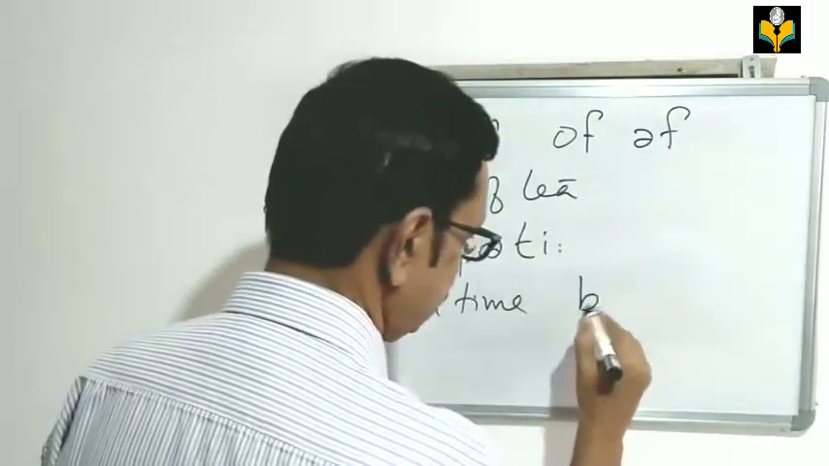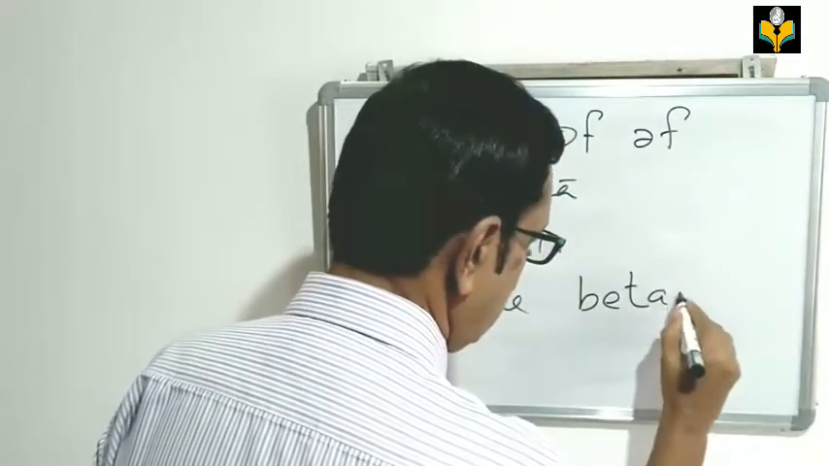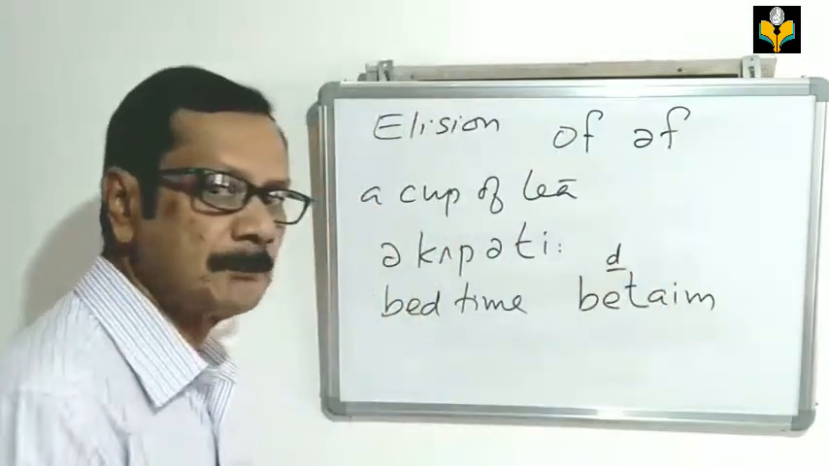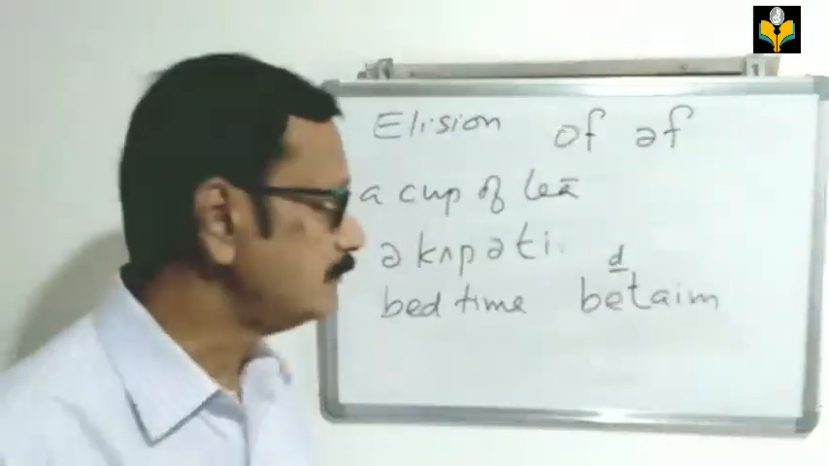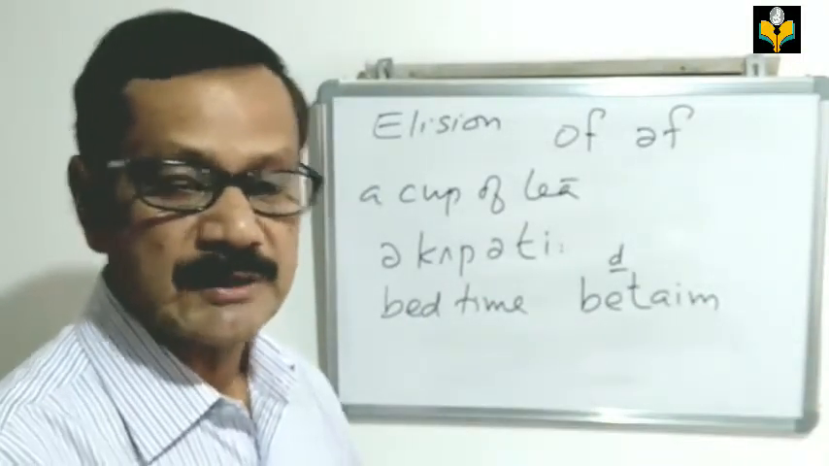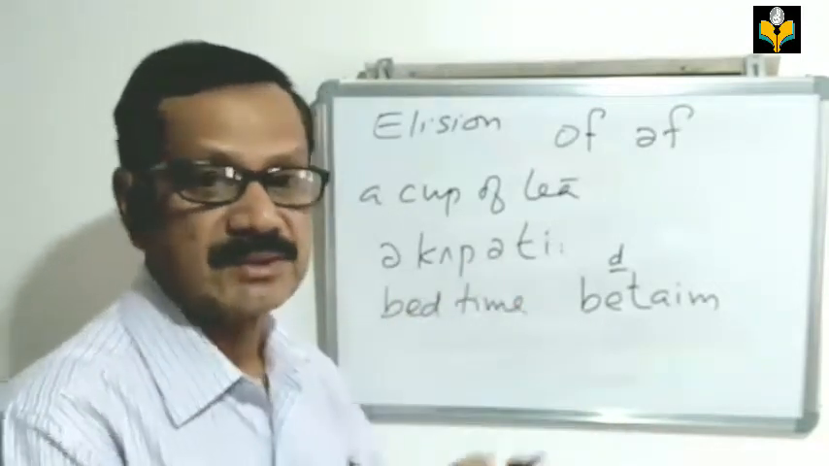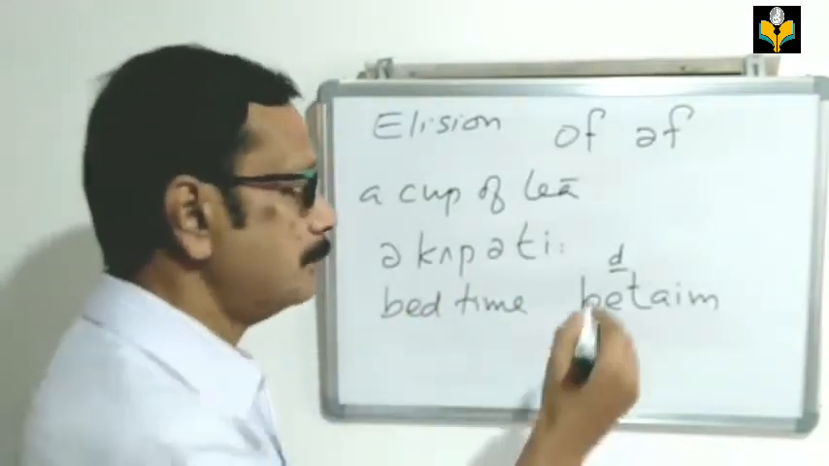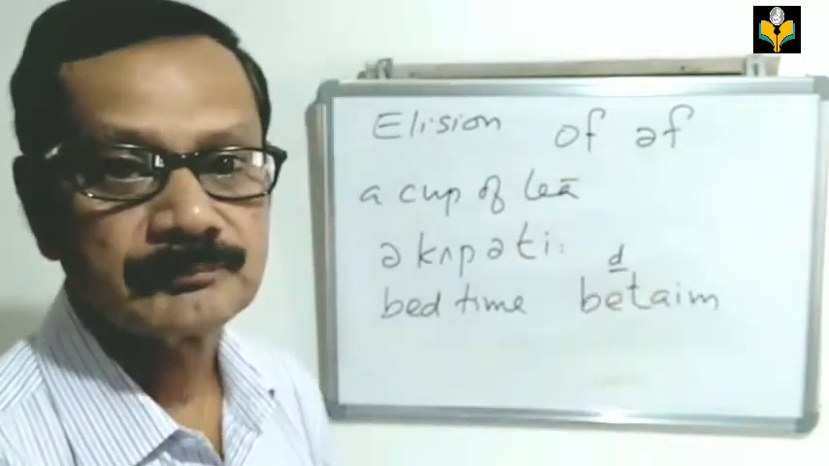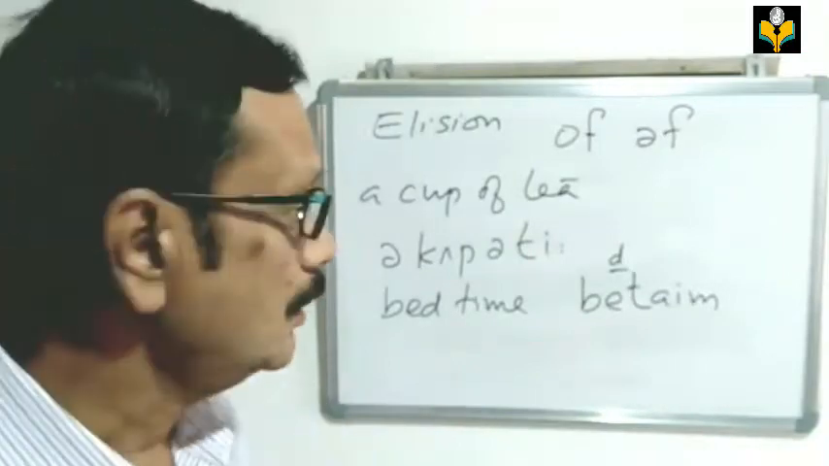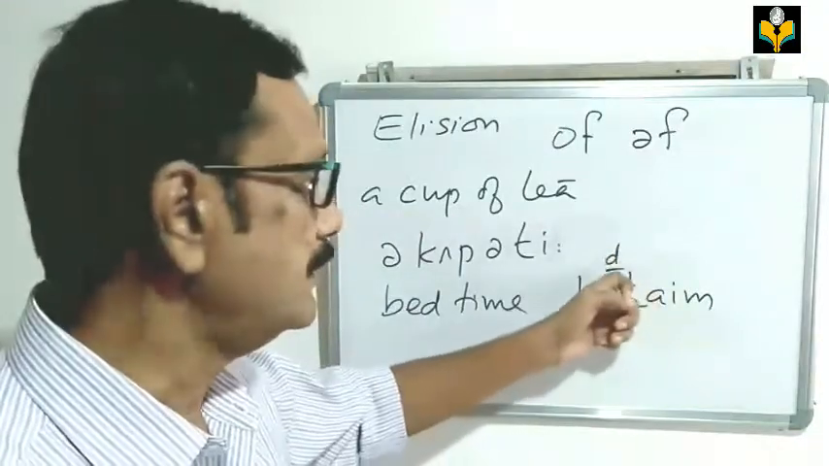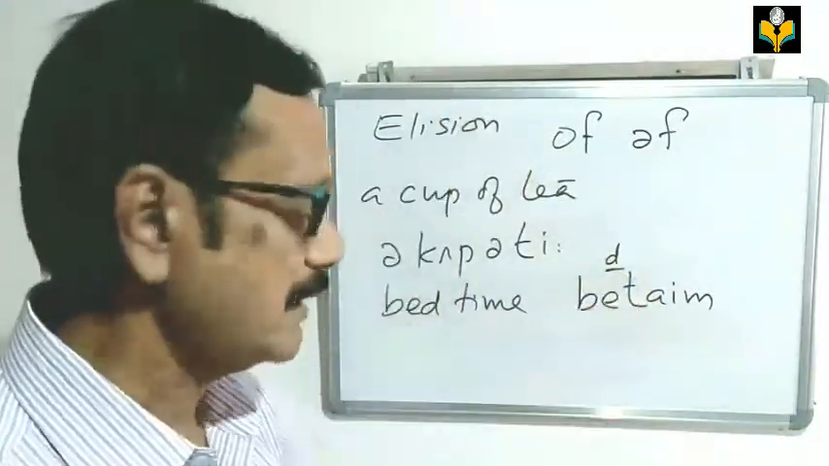Another example, bedtime. Here d is dropped. When we say bed in isolation, separately, it is pronounced as bed, then time. But when we say it as a compound word, two words together, we delete or drop the d. It is also called elision, bedtime.